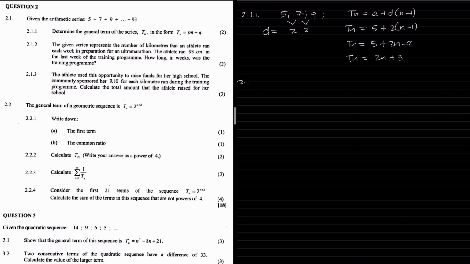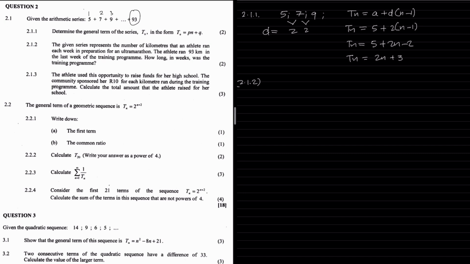Moving on to question 2.1.2. The given series represents the number of kilometers that an athlete ran each week in preparation for an ultramarathon. The athlete ran 93 kilometers in the last week of the training program. How long in weeks was the training program? So if you look at this, the question, what we can do is we can say that's week 1, that's week 2, that's week 3. We want to know what week this is.